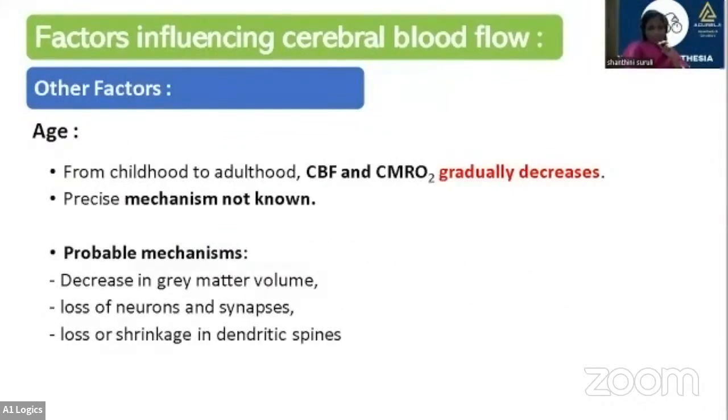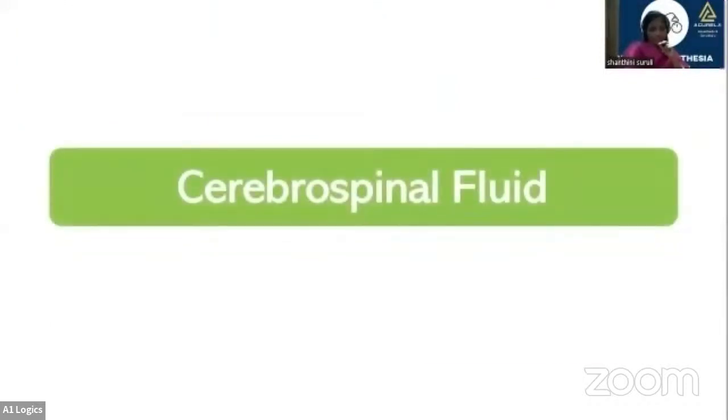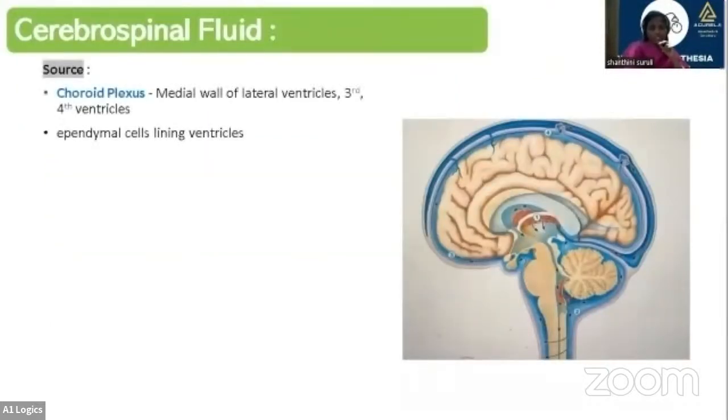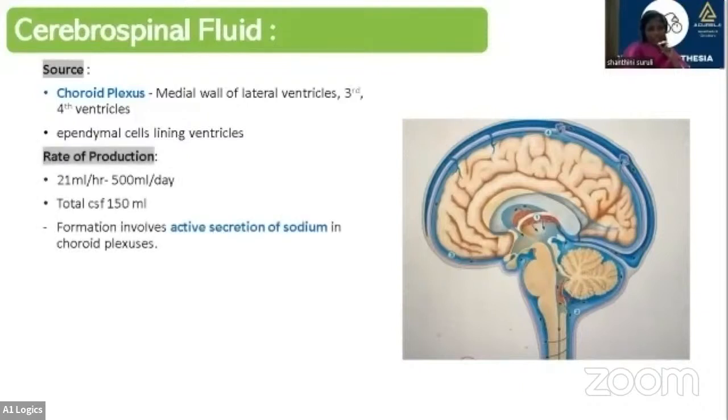Coming to age, from childhood to adulthood, cerebral blood flow and cerebral metabolic rate of oxygen consumption gradually decrease, probably because of a decrease in gray matter volume and loss of neurons. Coming to cerebrospinal fluid, it is secreted by the choroid plexus from the medial wall of the lateral ventricle, third ventricle, and the fourth ventricle, and by the ependymal cells lining these ventricles.